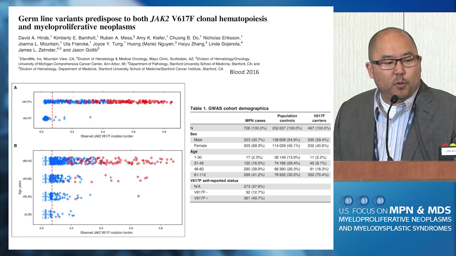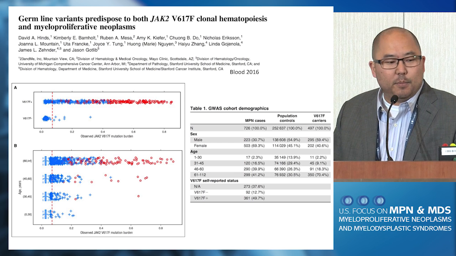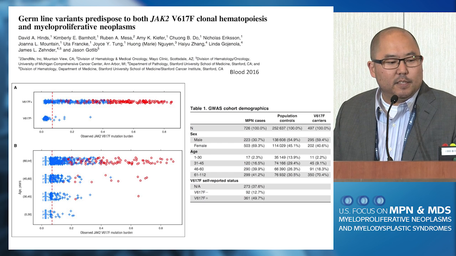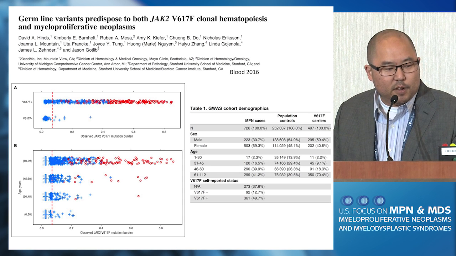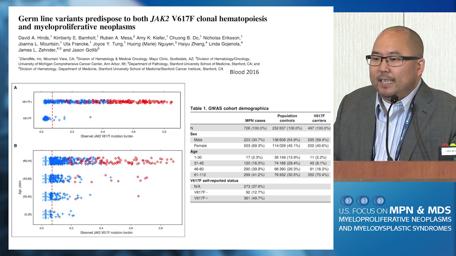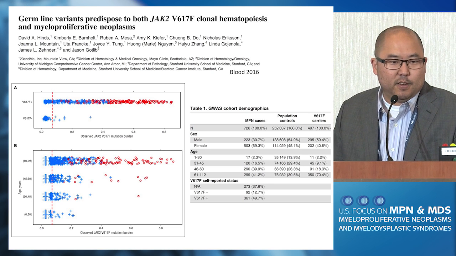The first important point here is that, again, these were saliva samples, and this is the MPN patients, and these are the controls, and this is the JAK2 allele burden in the 2 populations. And you can see here, and this is stratified by age, so these are older patients in the controls, that actually there were a significant number of controls that had easily detectable JAK2 V617F.